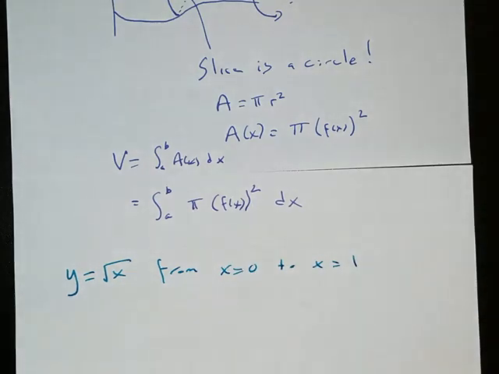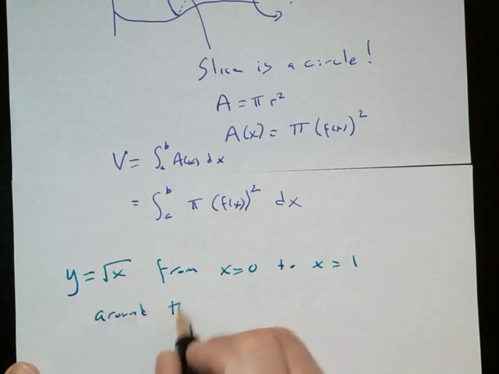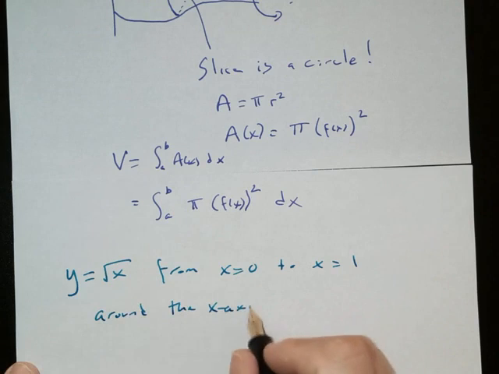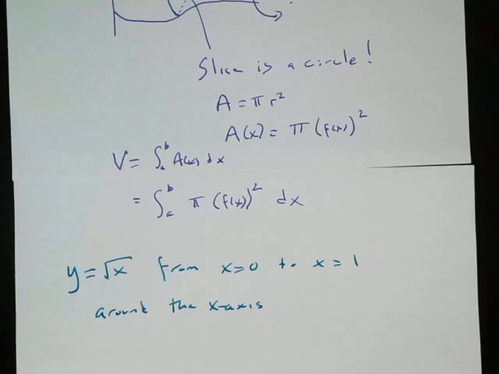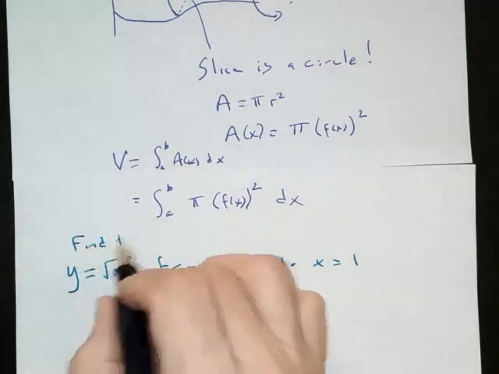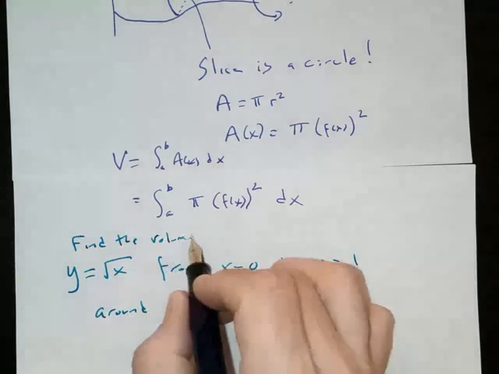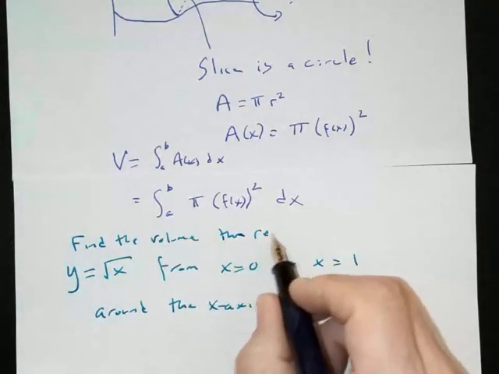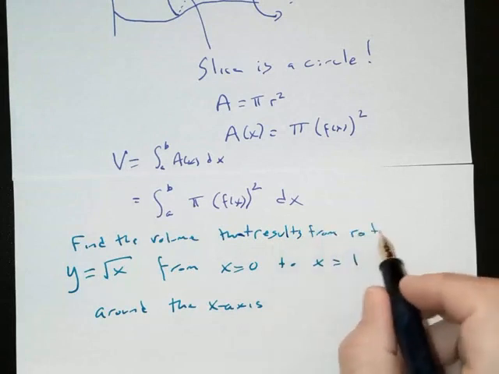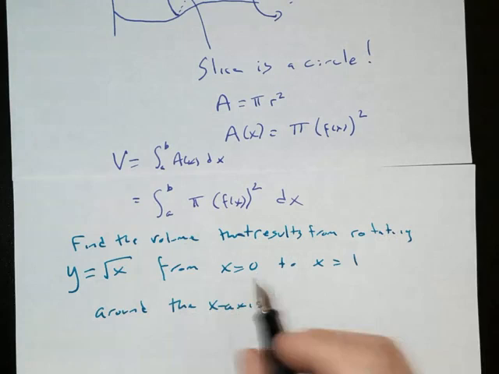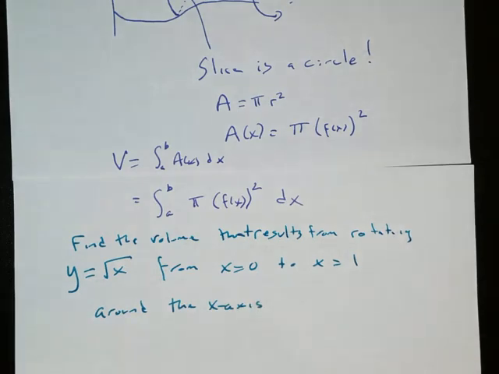Let's find the volume that results from rotating the curve y equals square root of x, from x equals 0 to x equals 1, around the x-axis. I should write a complete question. Find the volume that results from rotating y equals root x from x equals 0 to x equals 1 around the x-axis.